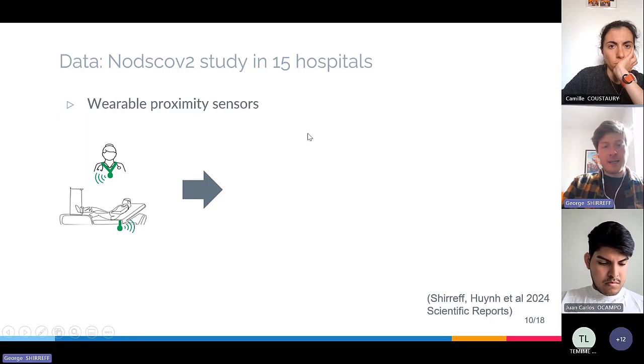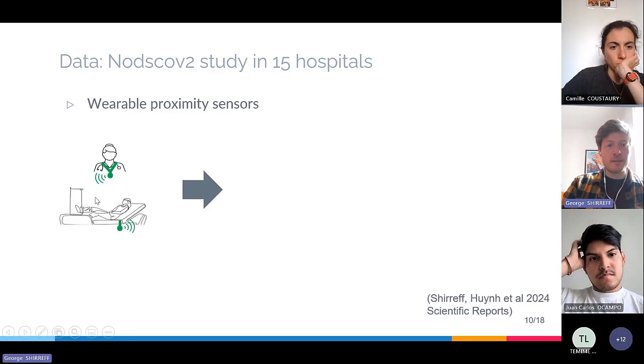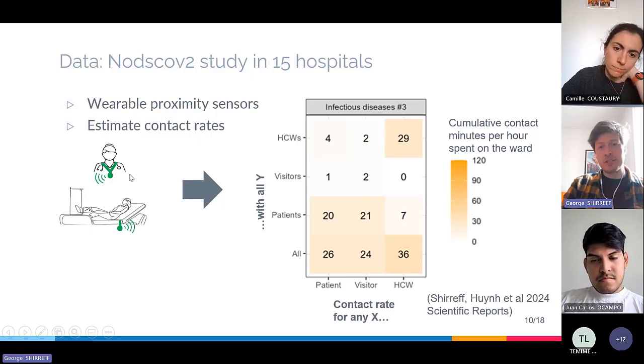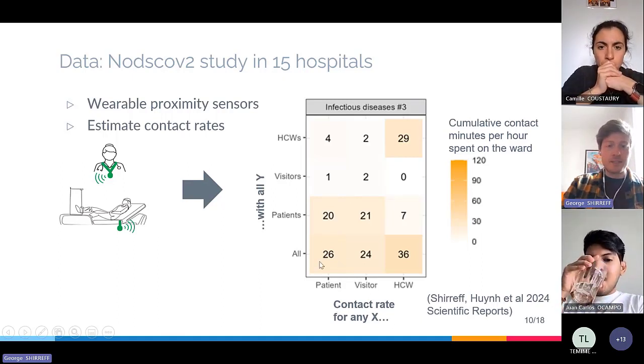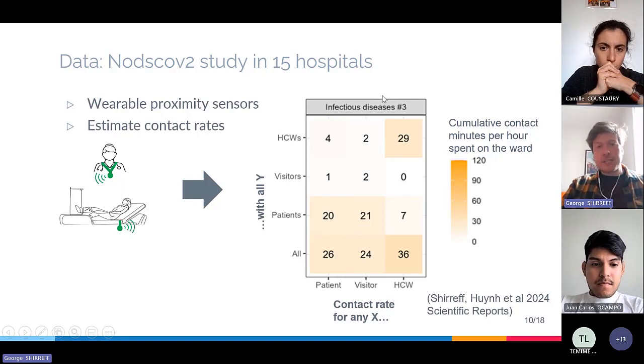And so we have the opportunity to look at this based on the data from the NodsCov 2 study that Laura presented last time, which was conducted in 15 hospitals. And I won't go into too much detail, but it's based on the use of these wearable proximity sensors, which were worn by staff, patients, and visitors. And in that study, these were used to estimate the contact rates between different types of individuals. And by contact rate, I mean the cumulative minutes in contact per hour spent on the ward. And this was done between, for example, patients and healthcare workers, etc. But this was aggregated over the whole time period under which the study was conducted in each ward.